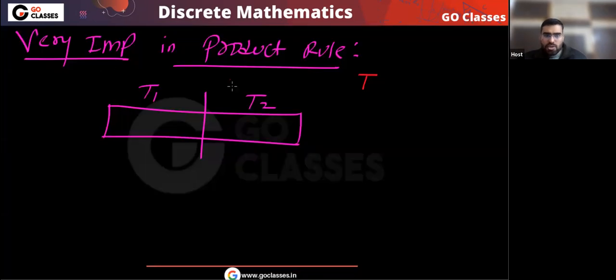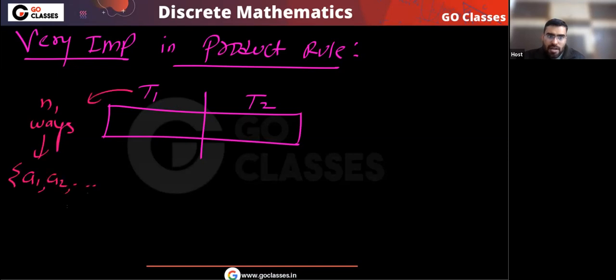For example, let us assume that you have T1 and T2. The very important point is that to solve T1 you have a total of n ways. Let us assume these ways are A1, A2, and so on up to An. So these are the n ways.